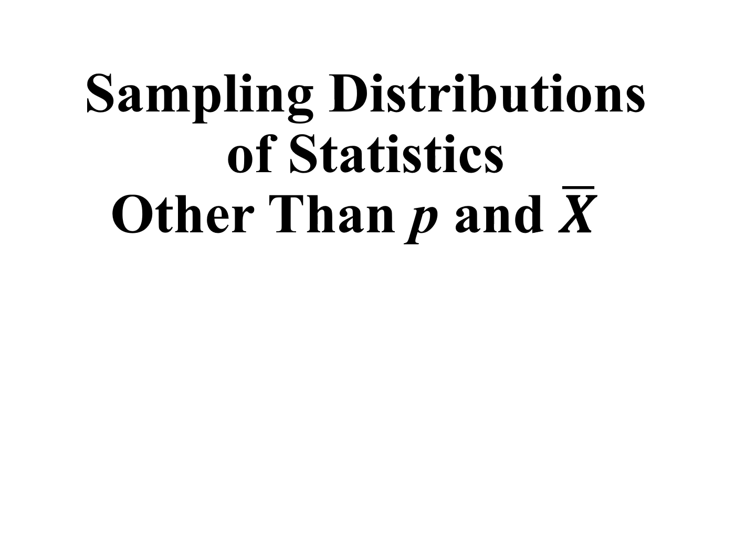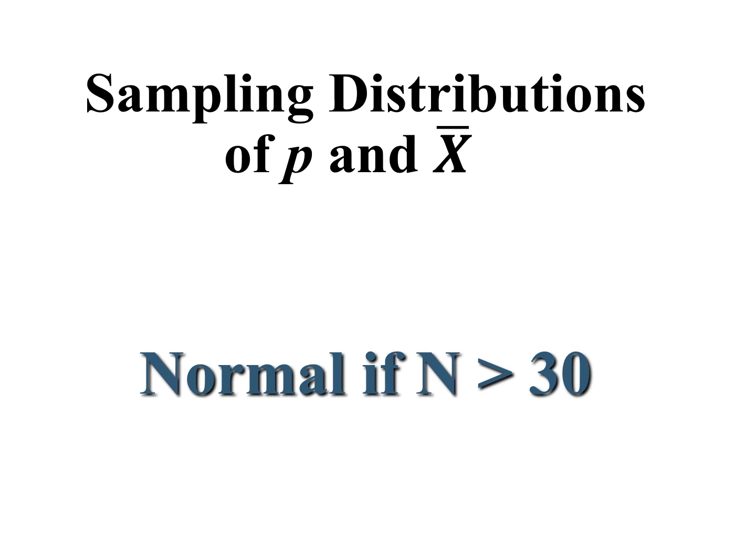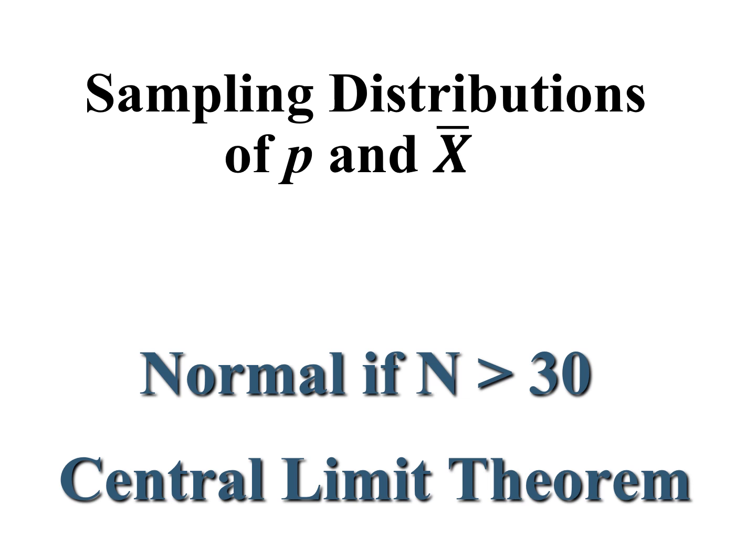However, the sampling distributions for the standard deviation and other statistics are not always like the sampling distributions for p and the sample mean. For instance, the sampling distributions of p and the sample mean are normal if n is greater than 30. How do we know that? It has actually been proven by the central limit theorem.